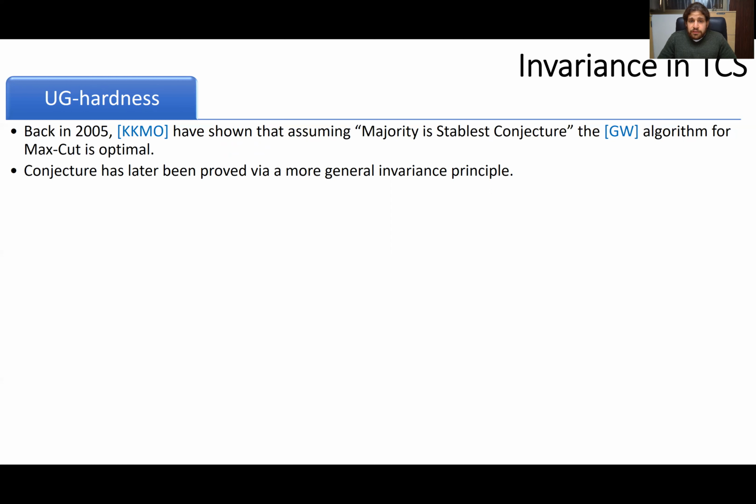But for that proof, they needed a statement that they didn't know how to prove, which they called the majority is stablest conjecture. And modulo that they knew how to do things. And indeed, this is a very nice reduction and it's very influential. And later, I think maybe 2 or 3 years after this paper, the majority is stablest conjecture was proved. And indeed, a key ingredient, or perhaps the key ingredient in the proof, or at least the original proof, is a more general form of the invariance principle that we've just seen.